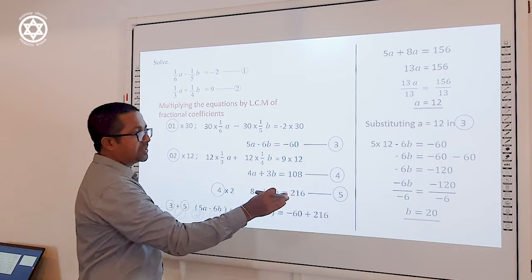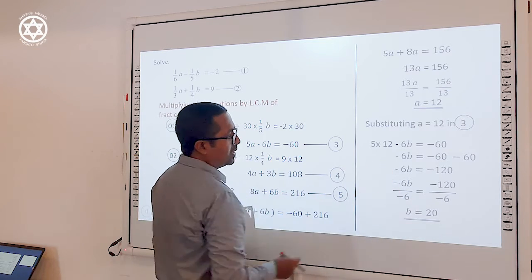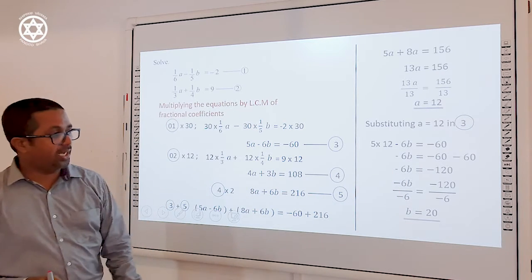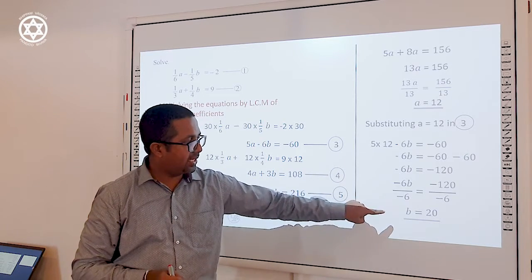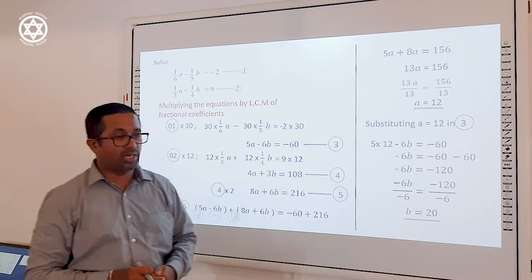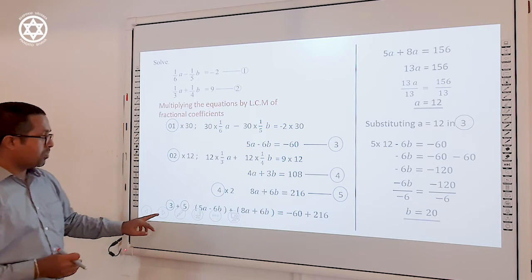To make b the subject, again divide both sides by the coefficient of b, which is minus 6. When dividing both sides by minus 6, b is obtained as 20. The value of b is equals 20.